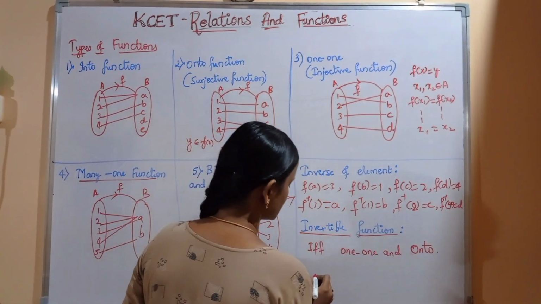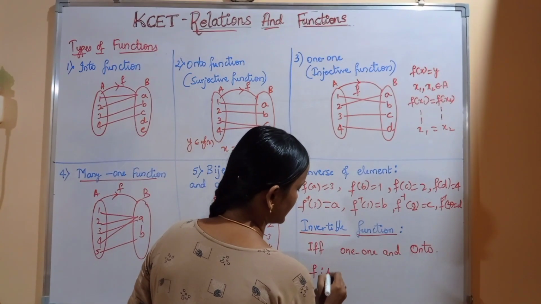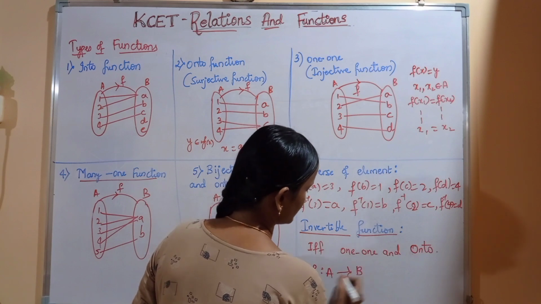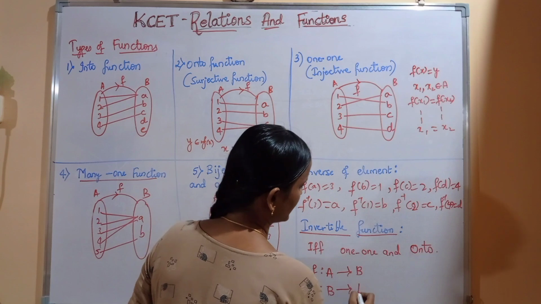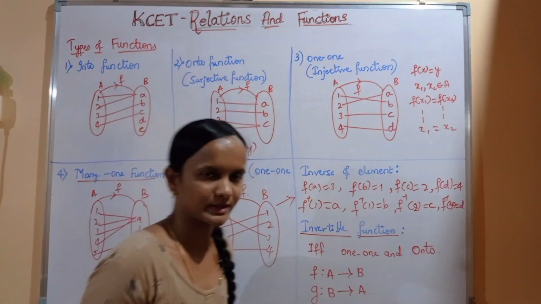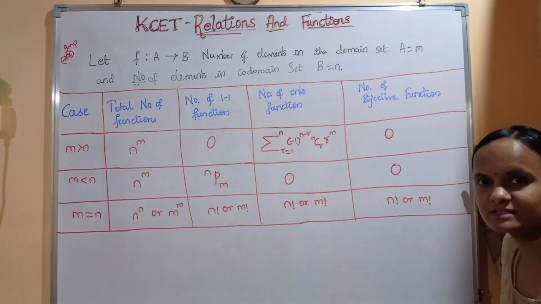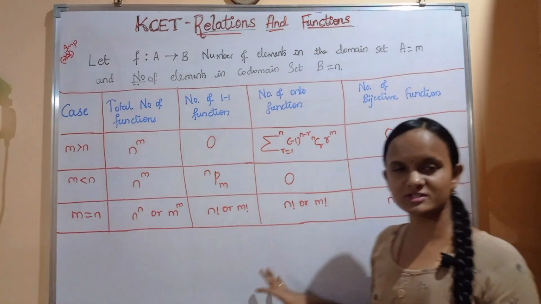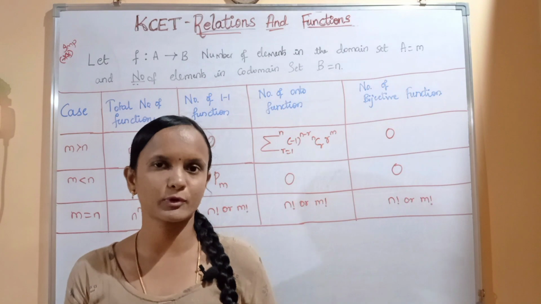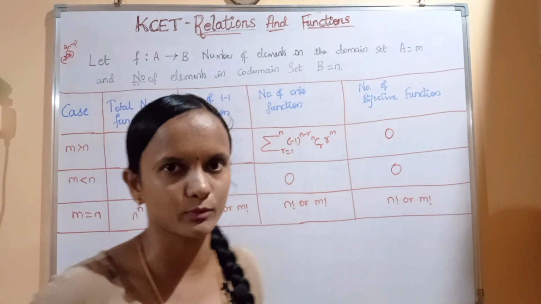That is, if f is a mapping from set A to set B, then g is called the inverse function, which is mapped from B to A. Please take a screenshot of this so that it will be helpful for you. These formulas are most important in CET problems, and you are going to use them.